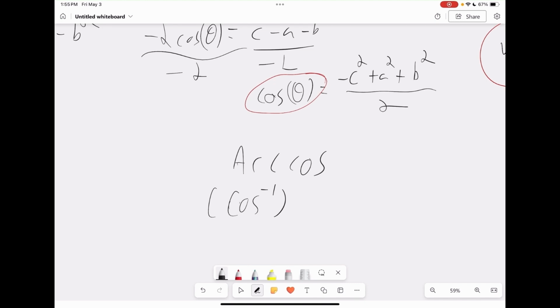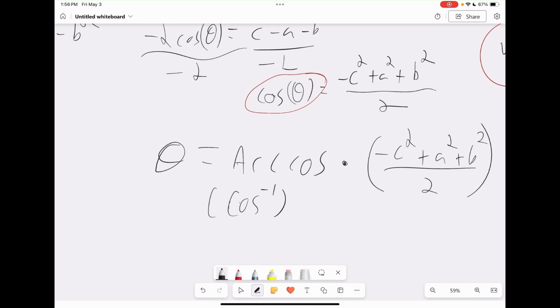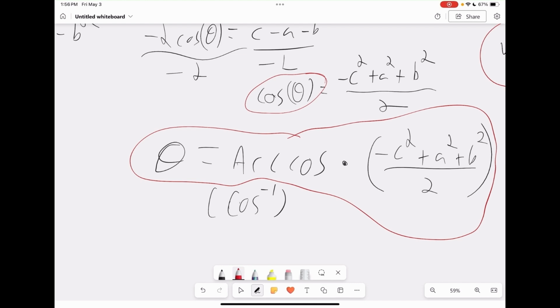Your calculator will usually have it as another function of cosine. It's second, then cosine: the alternate mode for the button, then the cosine button again, will usually give you this. So then we're going to take the arc cosine of whatever this function is: negative c squared plus a squared plus b squared over 2. That gives us our theta. Basically, the arc cosine undoes the cosine part and gets theta by itself. You could do that if there were numbers for this, and then what your calculator gives you back will be an angle.